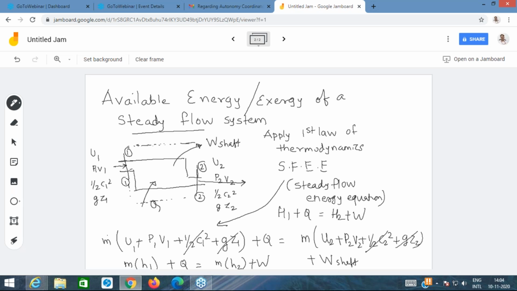How do we get this expression in terms of enthalpy? We get this expression in terms of enthalpy for a steady flow system, neglecting this term for simplicity.